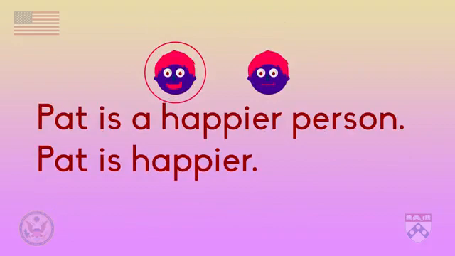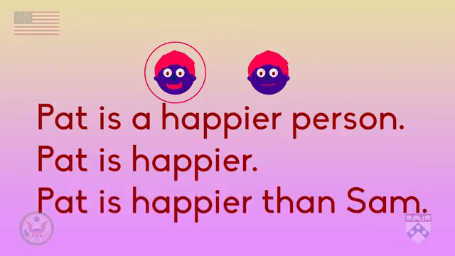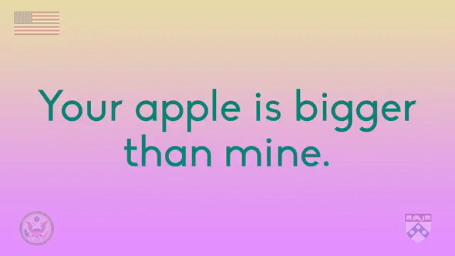Now we can say, Pat is a happier person, or just, Pat is happier. We can include the other noun in the sentence, that's Sam, if we add the word than right in front of it. Pat is happier than Sam. To return to our apples, I can say, your apple is bigger than mine.